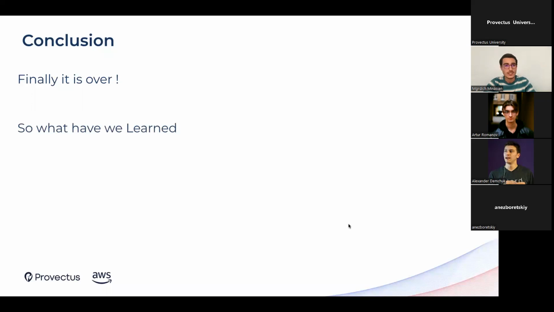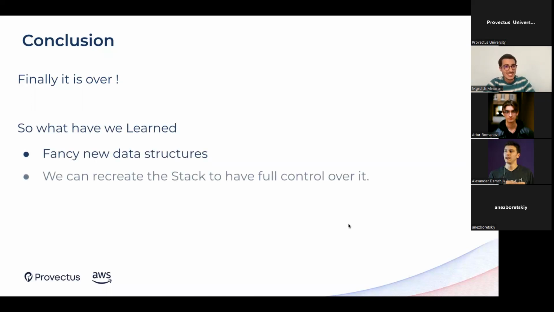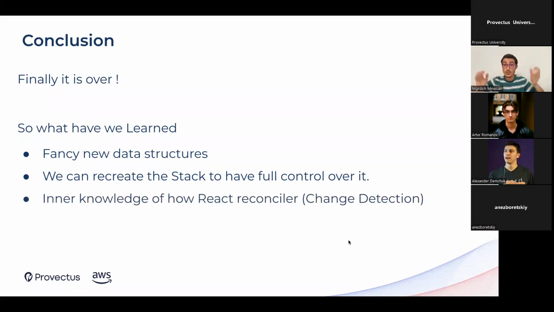So what have we learned? Some new fancy data structures. We can recreate the stack so we can have full control over it. Inner knowledge of how React's change detection mechanism works. And Fiber is not mysterious at all.